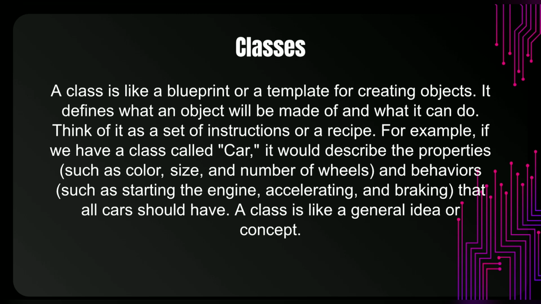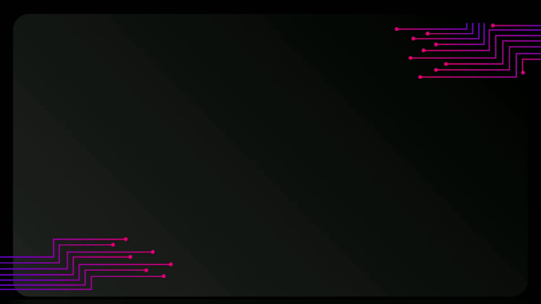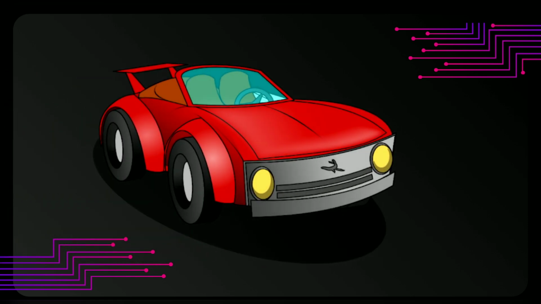The first one to study in detail is classes. A class is like a blueprint or a plan. It tells us how to create an object. For example, we have a class called car. It has instructions for making a car.